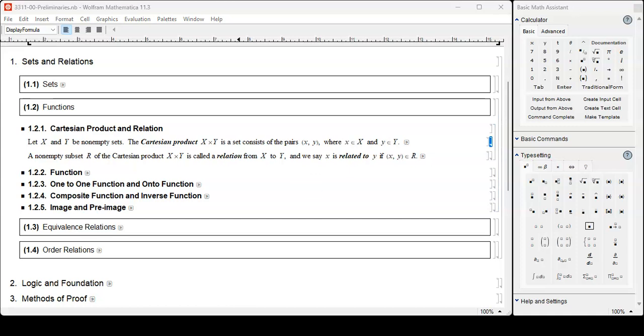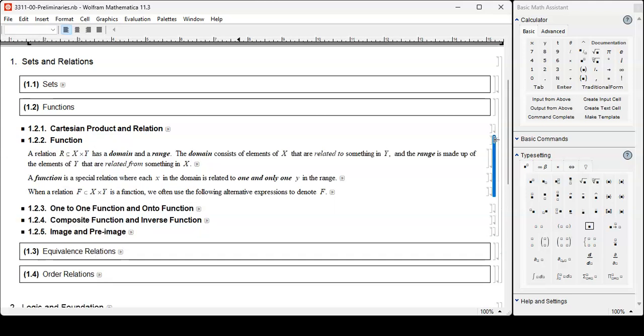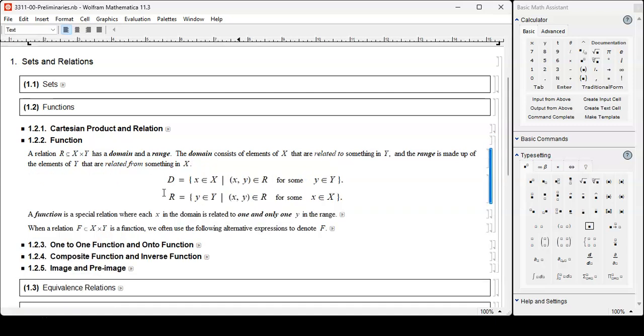Next, relation. Any non-empty subset of a Cartesian product is called a relation. And if an ordered pair x comma y belongs to a relation, we say x is related to y. One of the examples is function. A relation has a domain and range. The domain is the set of all x coordinates that are related to something in y, and the range is the set of all y coordinates that are related from something in x.